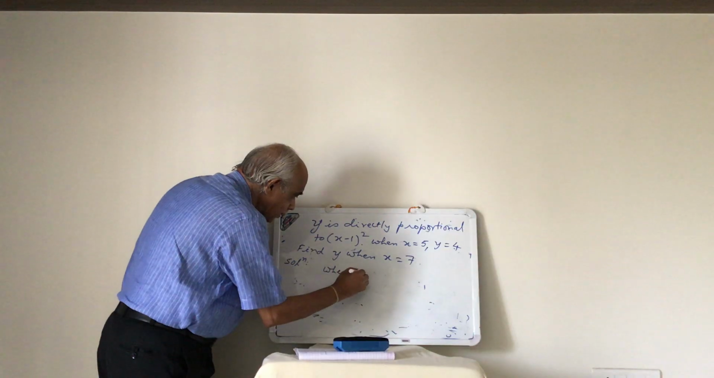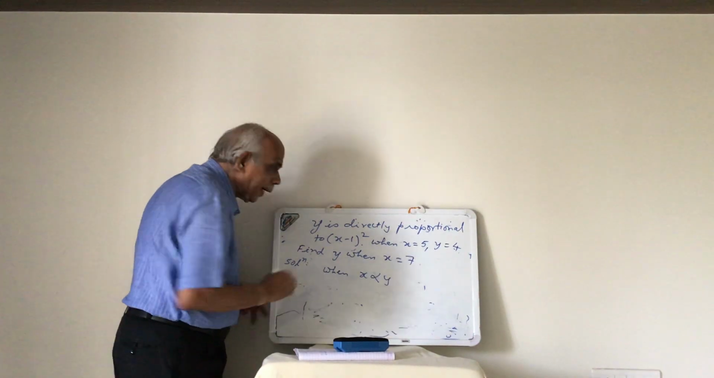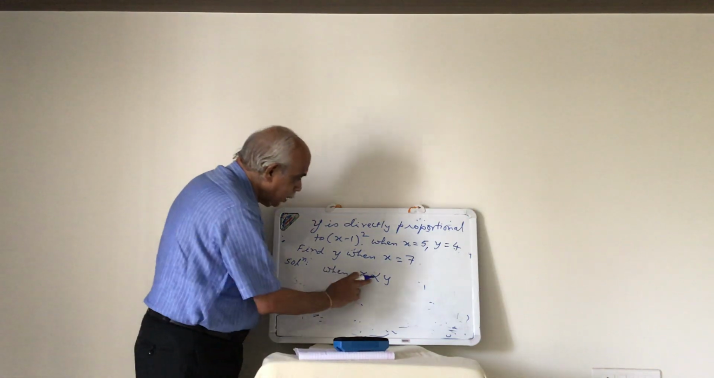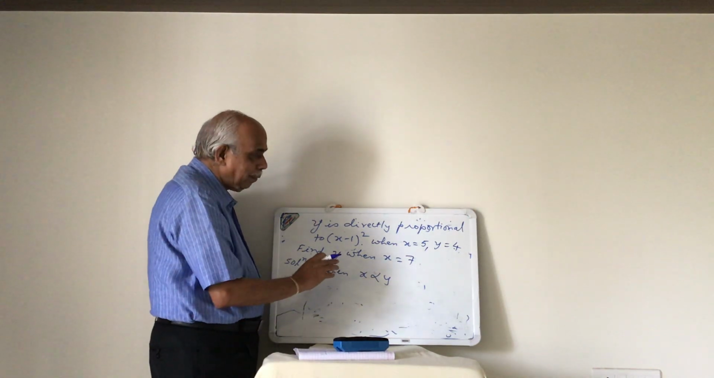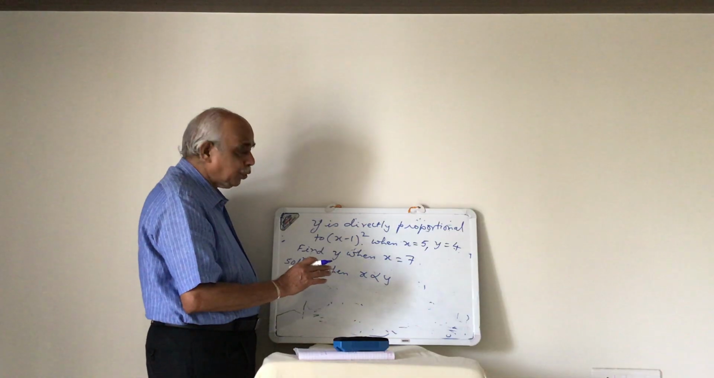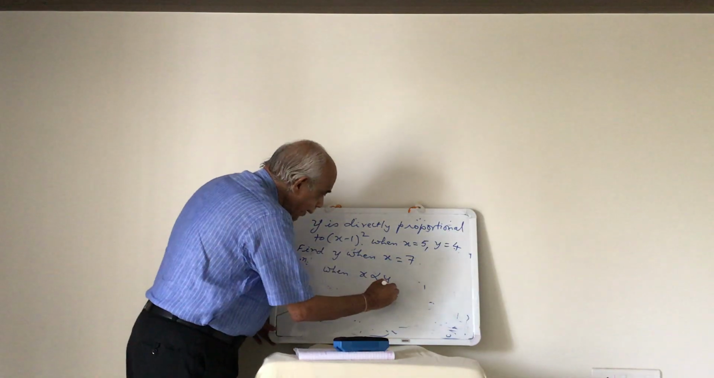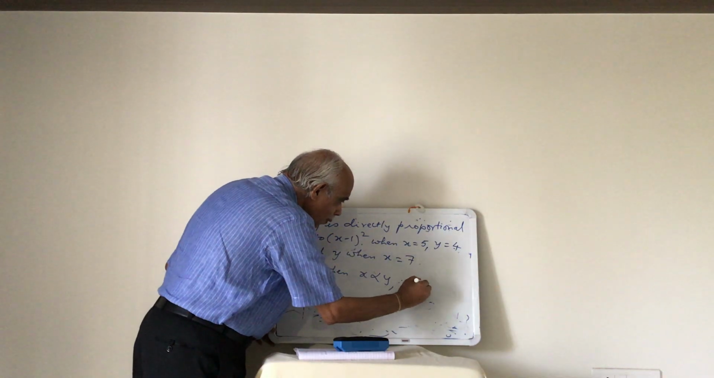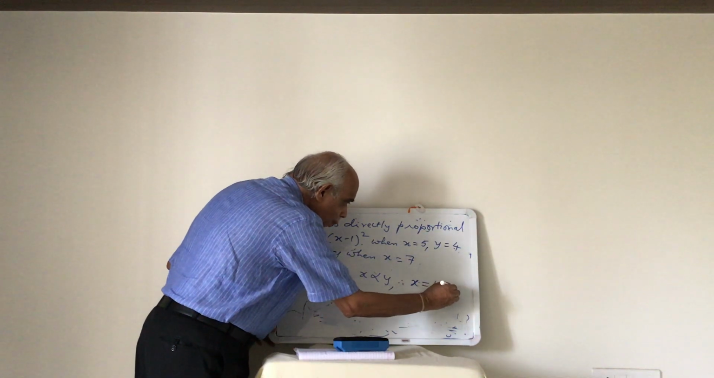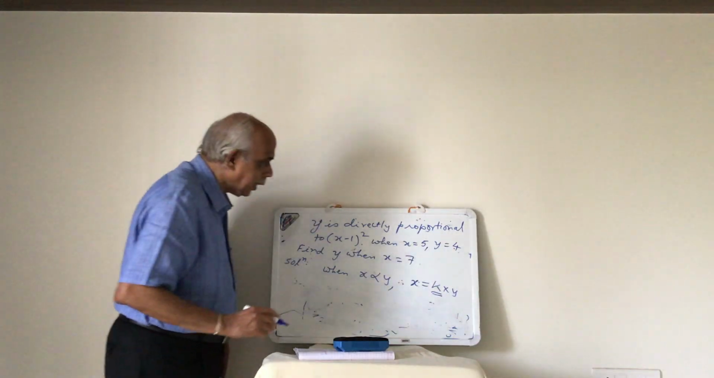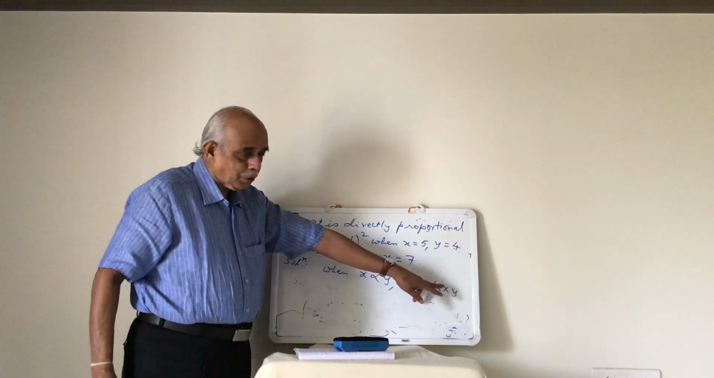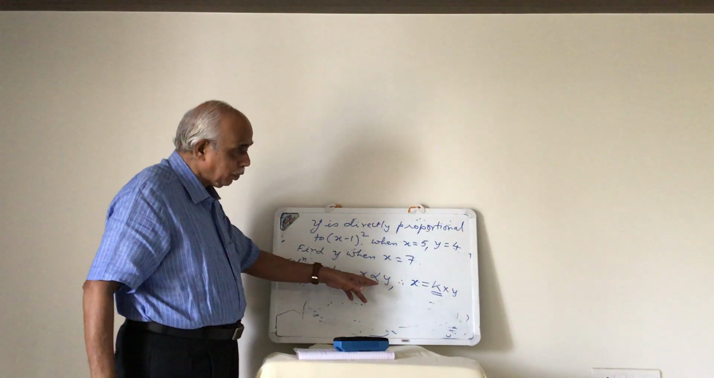Now we say when x is proportional to y, just a general statement. When x is proportional to y, this proportionality sign can be removed by using a constant. So we say therefore x is equal to k multiplied by y. See, this k is called a constant. Now we have removed this proportionality sign here and put a constant. So if x is directly proportional, this is directly proportional.